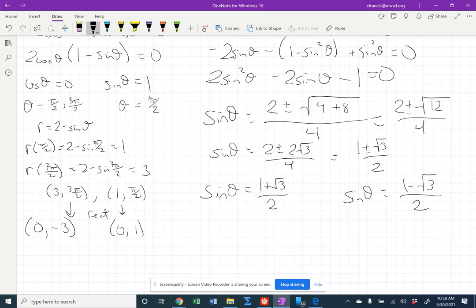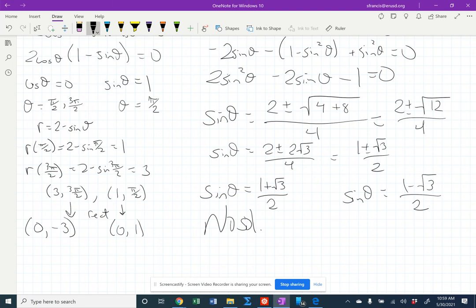But if you know anything about root 3, root 3 is bigger than 1. In fact, it's bigger than 1.5, because 1.5 squared is 2.25. Add 1 to that, it's going to be bigger than 2.5. Divide by 2, and you're going to get something bigger than 1. So there's no solution here. Now 1 minus root 3 over 2, there are solutions there.